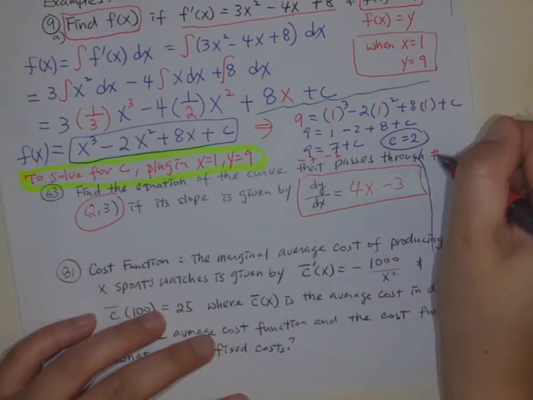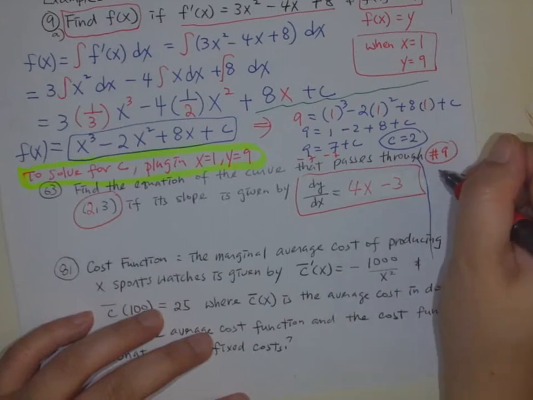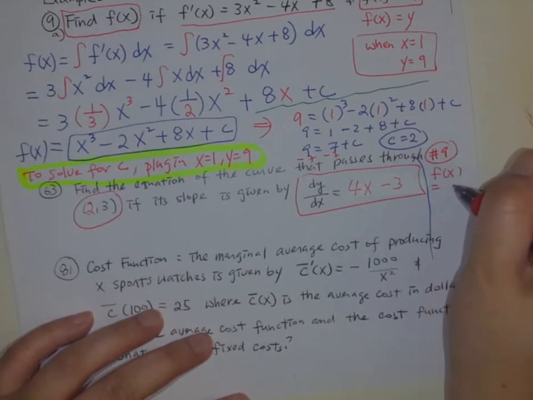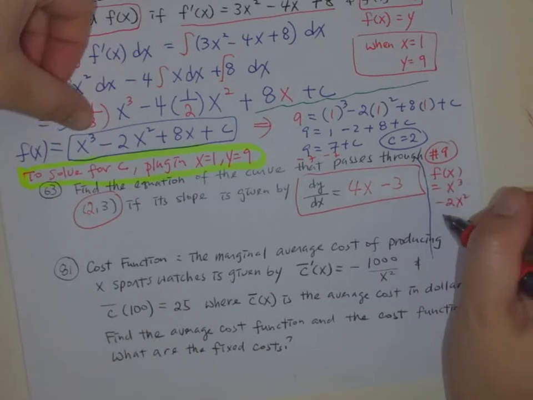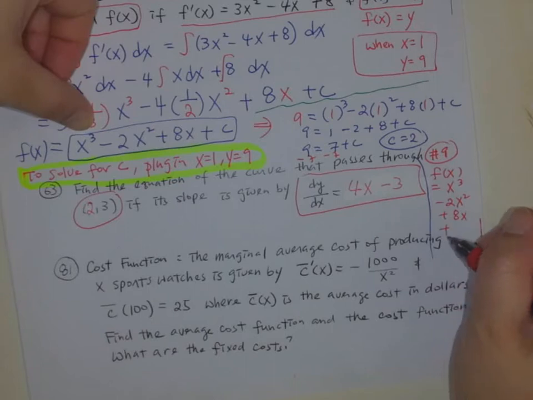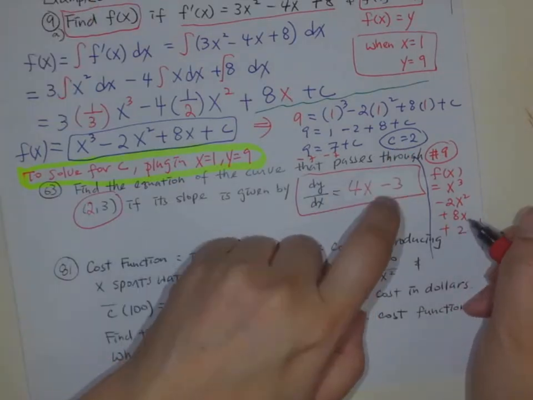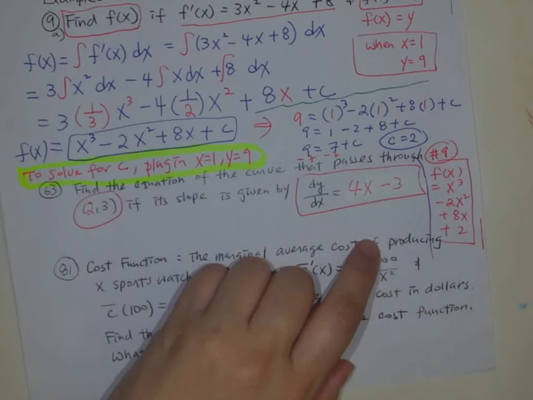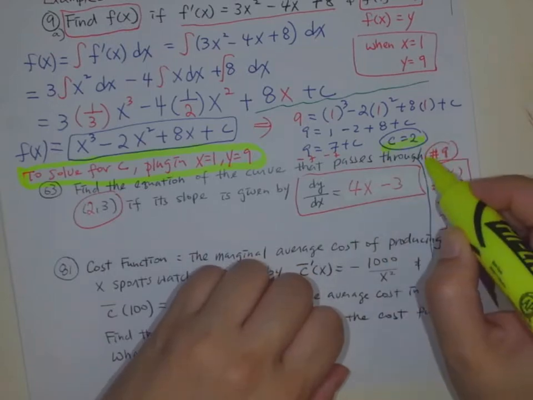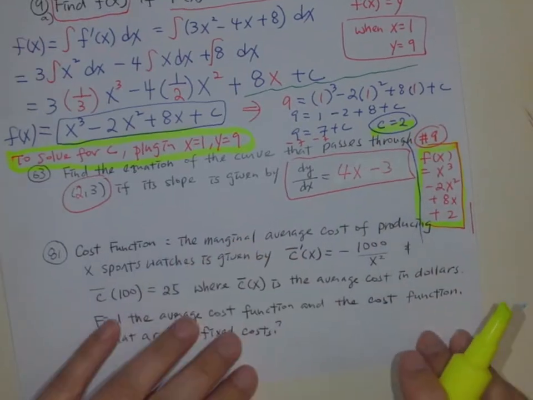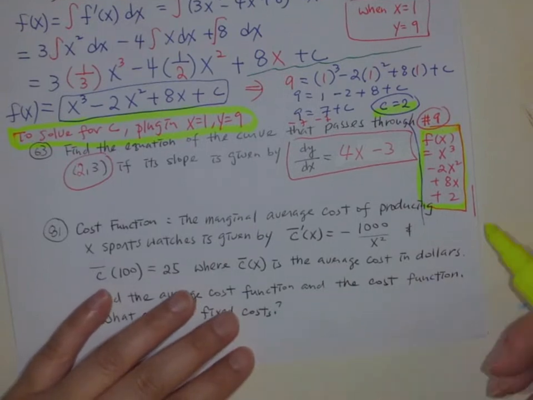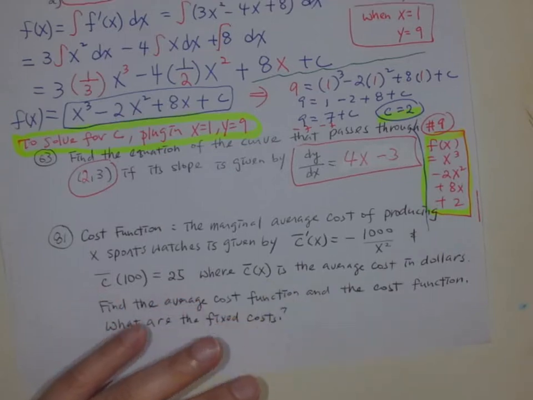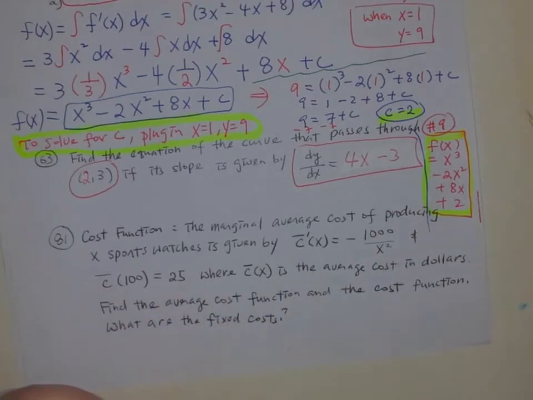So for number 9, my function equals x cubed minus 2x squared plus 8x plus my c, which is 2. So this is the answer for number 9. Sorry about the arrangement. So that's how it works. You take the integral and you solve for c and plug it back into the function. So that's what you will have for the final answer. Hopefully that makes sense.